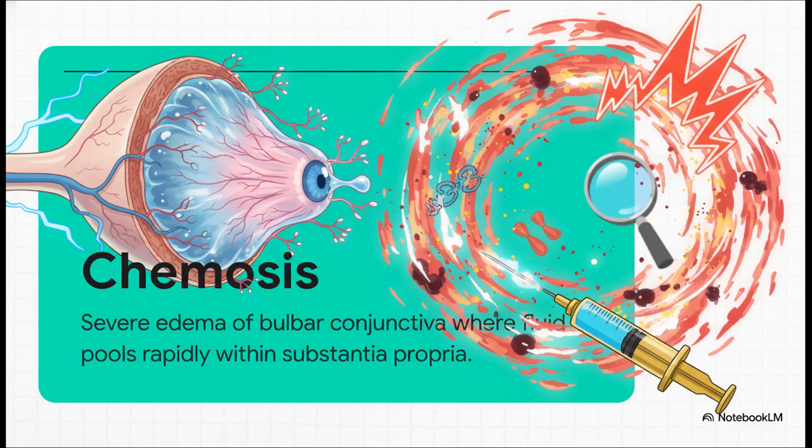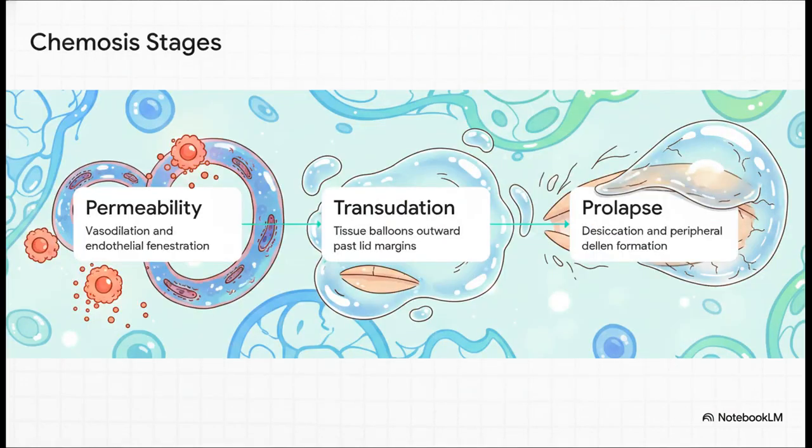This is a classic hallmark of hyperacute type I hypersensitivity reactions like anaphylaxis or really severe orbital inflammation. The fluid shift we see here is honestly dramatic. It kicks off with vascular hyperpermeability triggered by mast cell degranulation.